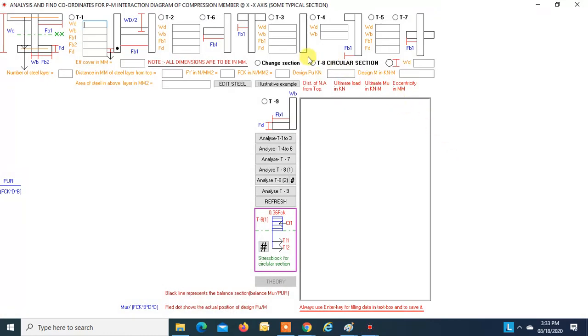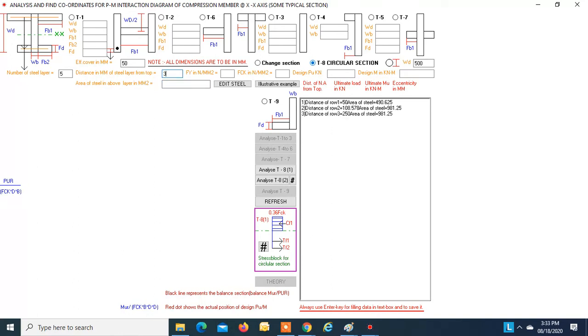So we will take the circular section first. Let us select the section. WD, that is the diameter of the section, is 500 mm. Press enter. Effective cover we are taking as 50 mm. Press enter. Number of steel layers is 5. Press enter. The first layer is at 50 mm and the area of steel in that layer is 490.625 mm square. The second layer is at 108.578, and the area of steel is 981.25 mm square. The third layer is at 250 mm, and the area of steel is 981.25 mm square.